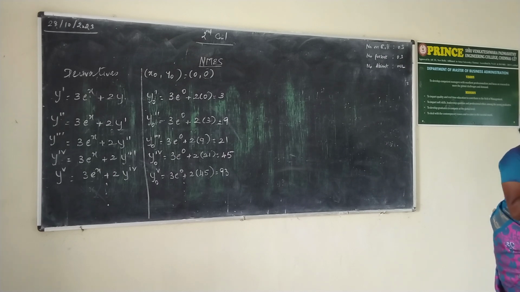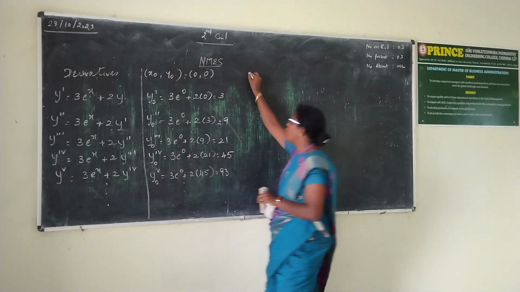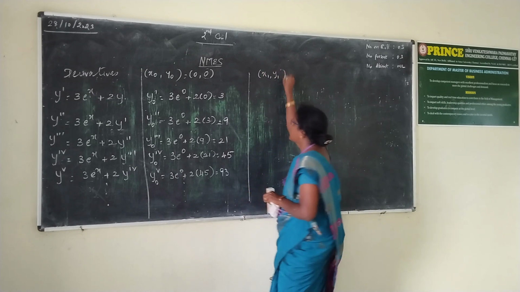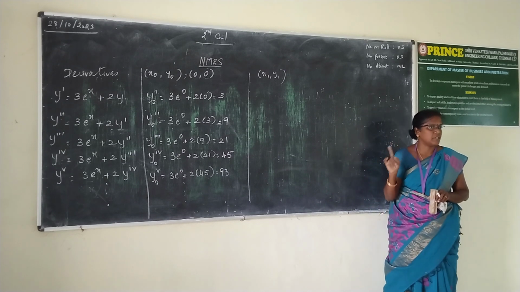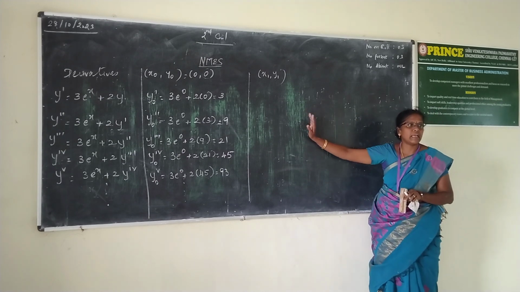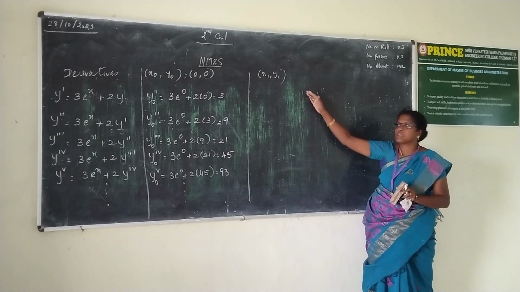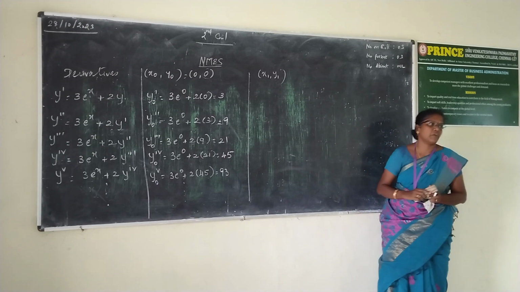Listen, there are two options to find y2. You can find it from y1 or from y0. If you are going to find it from y1, you have to go for another column. In this column, you have to find all the derivatives at the point x1 and y1. Or directly from y0? This is easier. Making use of y0 is easier, so instead of that one, make use of y0 and find y2.